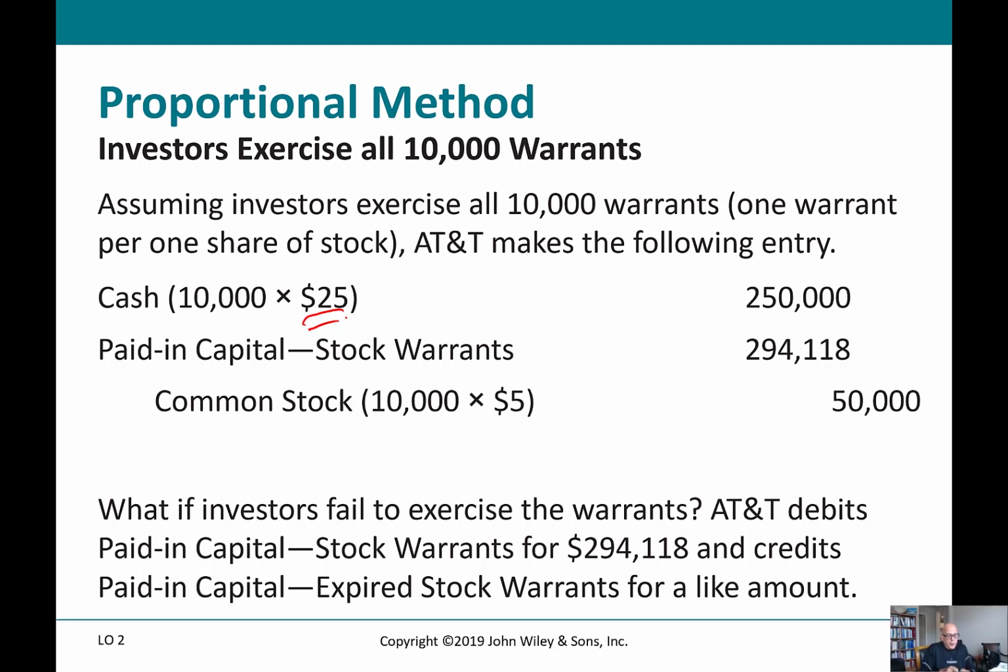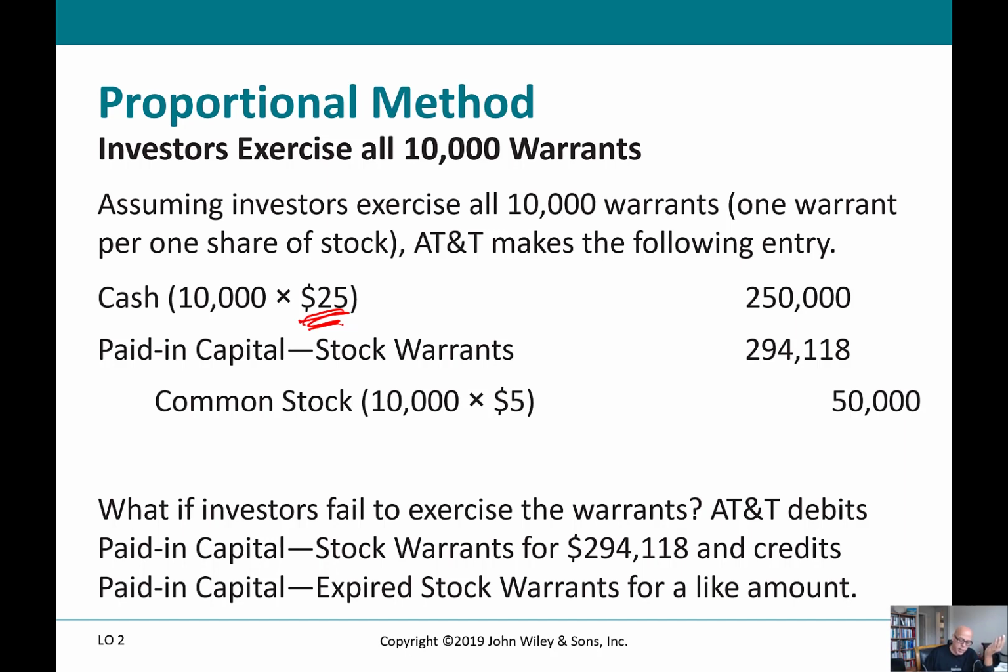But let's say that when I give you my warrant that I tore off of my bond, I also have to give you $25 cash. I give you the warrant, I give you the cash, and you're going to issue the stock to me, right? So the people exercising the warrants had to give me $25 cash per warrant.